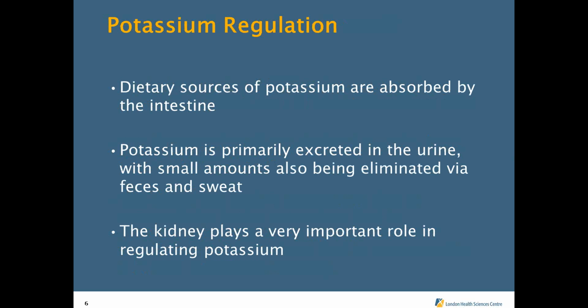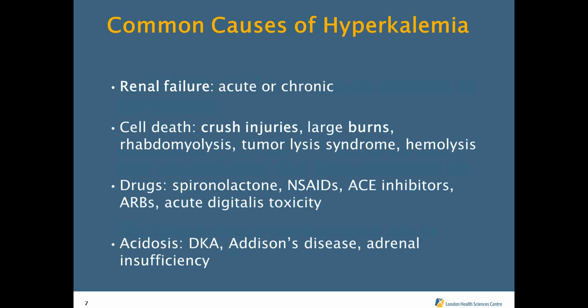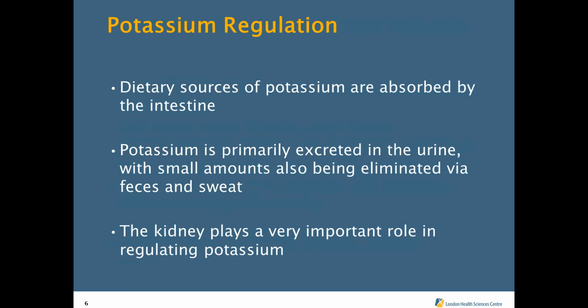So where do we get potassium? How do we get rid of potassium in our body? Potassium primarily comes from dietary sources and is absorbed by the intestine. In terms of how our bodies get rid of potassium, the kidneys play the most important role. So most of our potassium is excreted in the urine when our kidneys are working properly. And there are numerous mechanisms that, if we have a high potassium load in the diet for whatever reason, can then excrete a proportionate amount. There are also small amounts that are eliminated via feces and sweat.